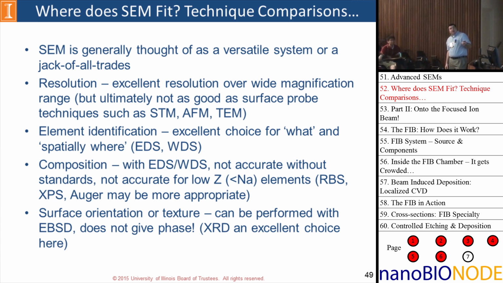For element identification, it's really good for what is it, where is it on your sample, through EDS and WDS, but in terms of knowing exactly what the composition of your sample is, maybe not the best technique for it. It can tell you approximately what your composition is. You can do better with standards, okay? You tend to have a difficult time with low Z materials. You might be better off with a complementary technique like RBS, XPS, or Auger. Okay, those things might be better for you if you want better composition analysis.